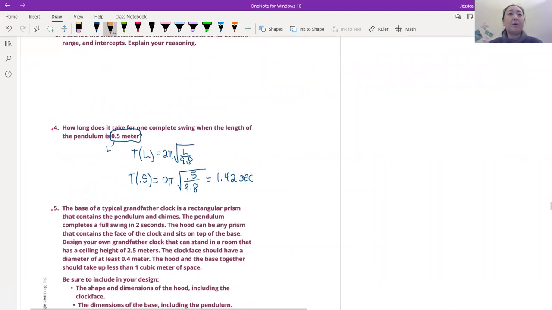And then if we look at number 4 right here, how long does it take for one complete swing when the length of the pendulum is 0.5 meters? So this is our equation right here. This 0.5 meters is the length of the pendulum, right? So we're going to plug that in for L. So we just put in 0.5 for L. This is just saying what would be the time if the length is equal to 0.5, right? That's what it's asking. And so you're going to put this in your calculator.